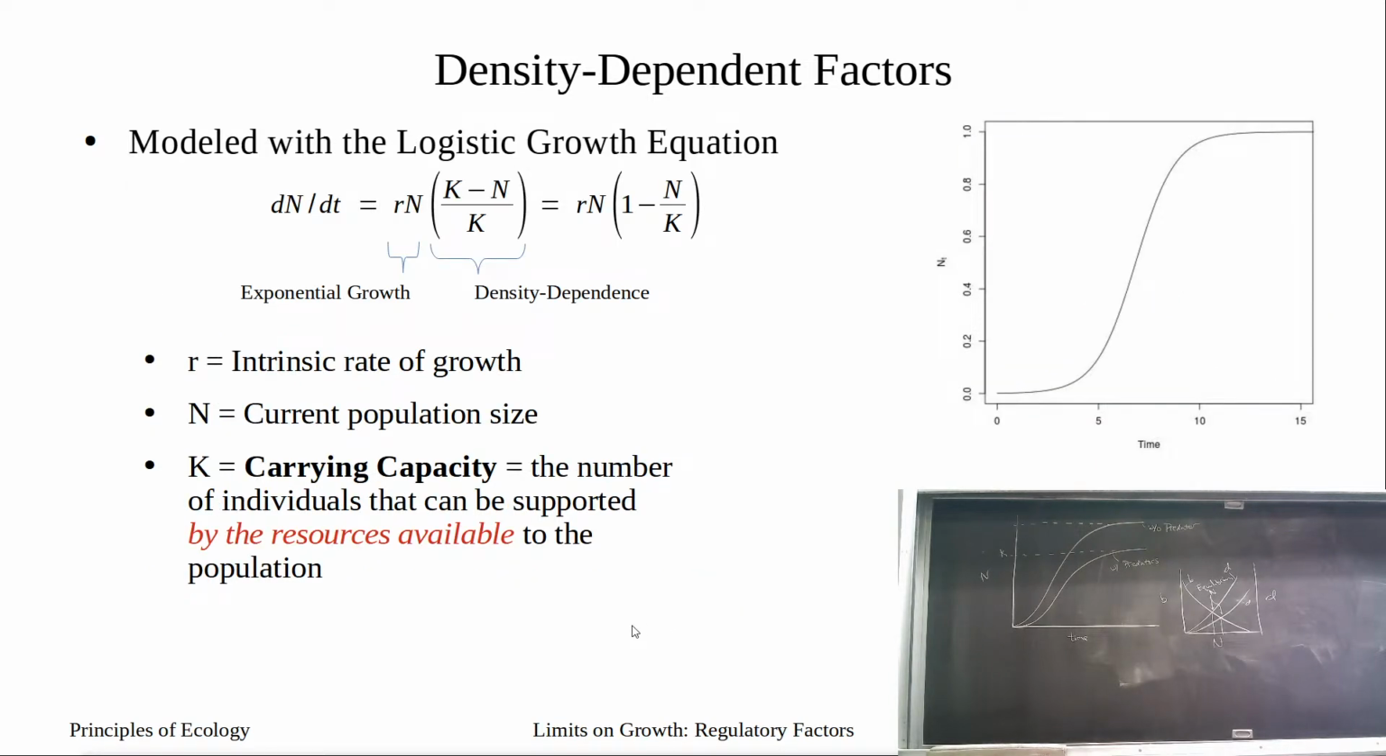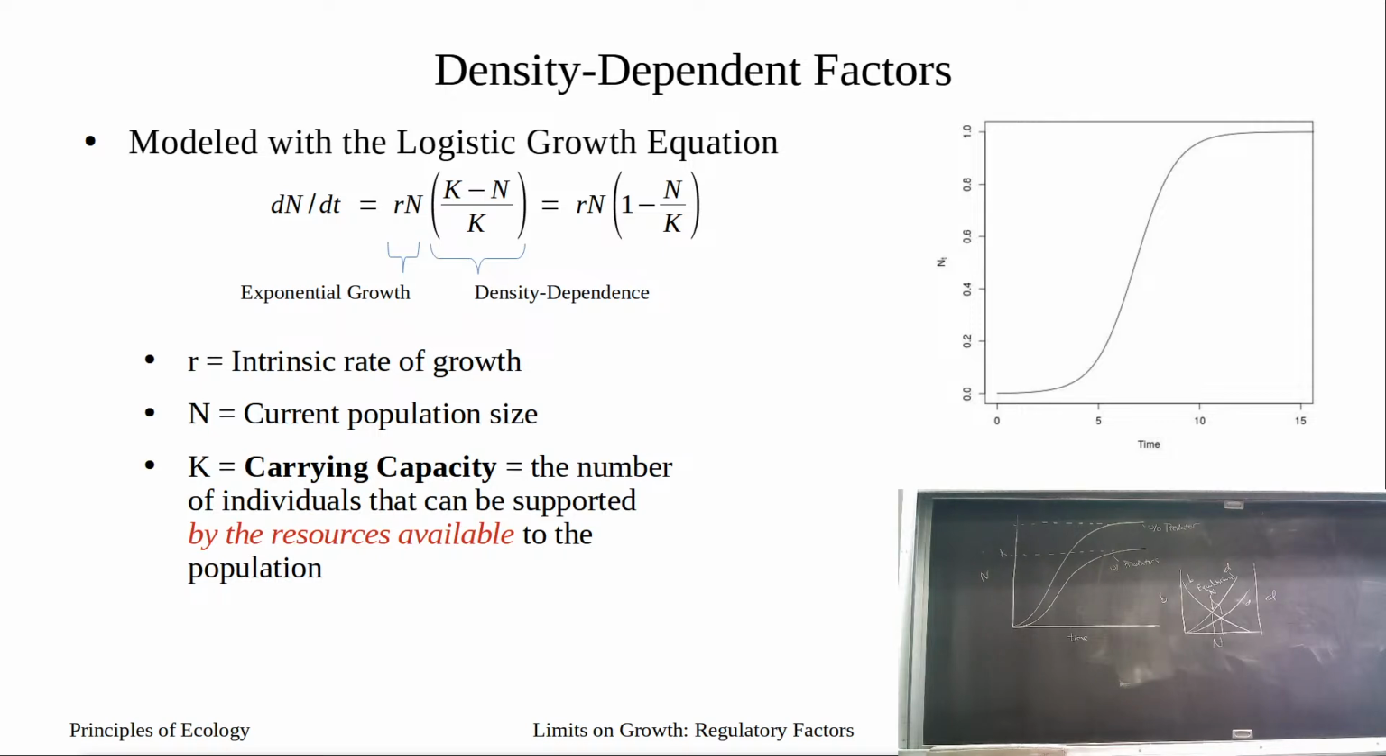So that gets us to our model. With our population models, we recognize that populations don't grow to infinity. They are regulated. And when we look at real populations, they tend to exhibit this S-shaped curve. This S-shaped curve is called a logistic curve, and it follows a logistic growth equation.